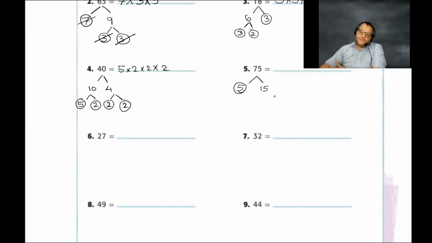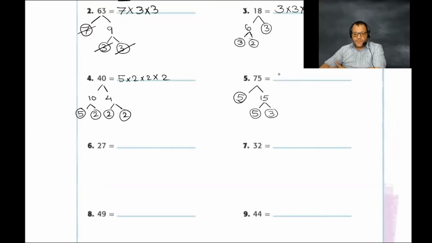15, composite. So what are the two numbers? 5 times 3. 5 is prime and 3 is prime. So the numbers will be 5 times 3 times 5. Yes. I think now it's easy. Malik.